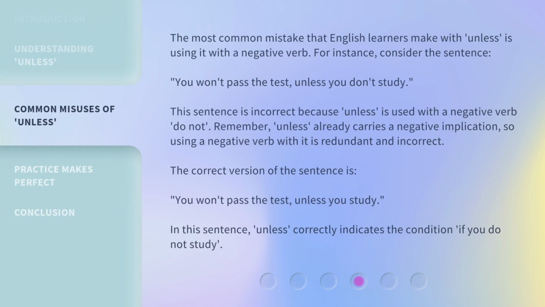The most common mistake that English learners make with unless is using it with a negative verb. For instance, consider the sentence, "You won't pass the test unless you don't study." This sentence is incorrect because unless is used with a negative verb, do not. Remember, unless already carries a negative implication, so using a negative verb with it is redundant and incorrect. The correct version of the sentence is, "You won't pass the test unless you study." In this sentence, unless correctly indicates the condition, if you do not study.